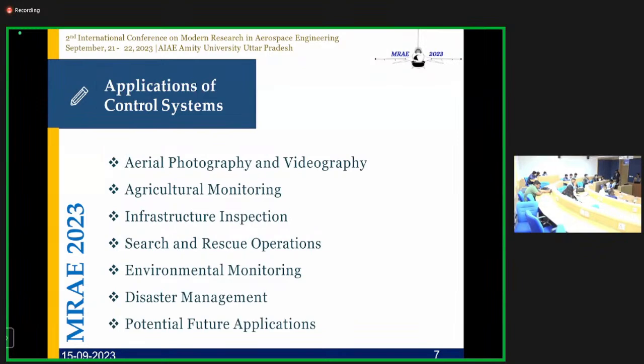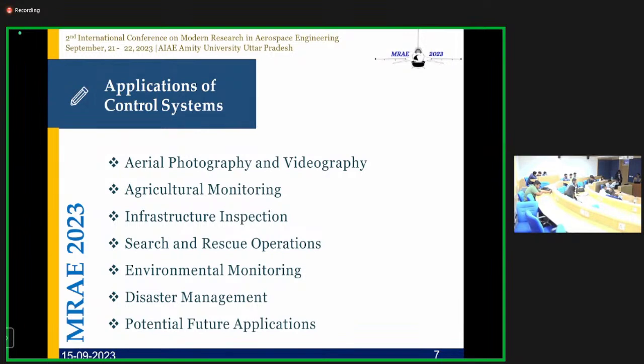Then we talk about the applications of control systems. As applications, I have mentioned there are multiple applications in different fields: aerial photography, agriculture monitoring, infrastructure inspection, search and rescue operations. These are some of the points which are really helpful these days.